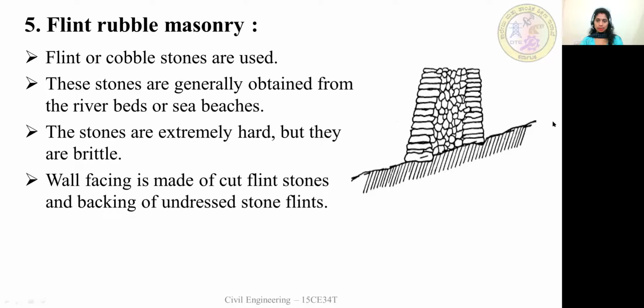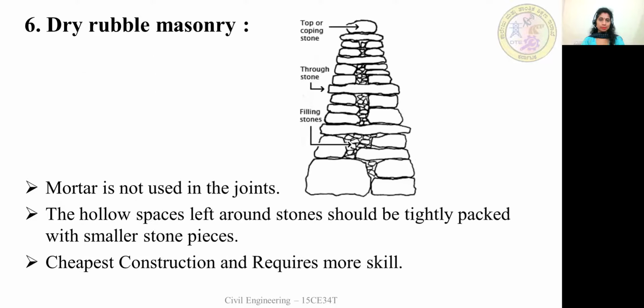You can see in this picture. That is about flint rubble masonry. Next, let us see the last type of rubble masonry, that is dry rubble masonry. The picture only explains what dry rubble masonry is. In this masonry, we are not going to use any kind of mortar, either cement mortar or lime mortar, nothing.